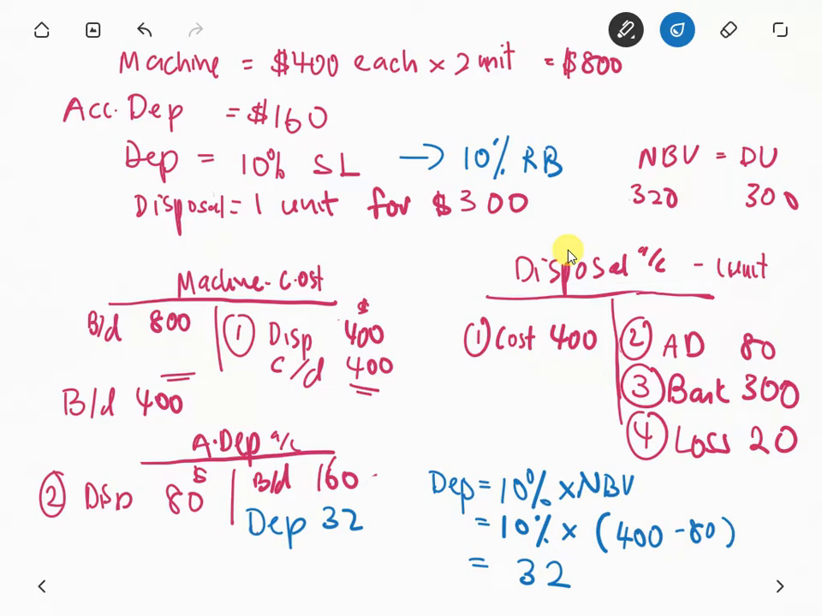Okay. What is my cash inflow? Always remember, I sell it for 300. Inflow is 300, even though I make a loss. Next example.